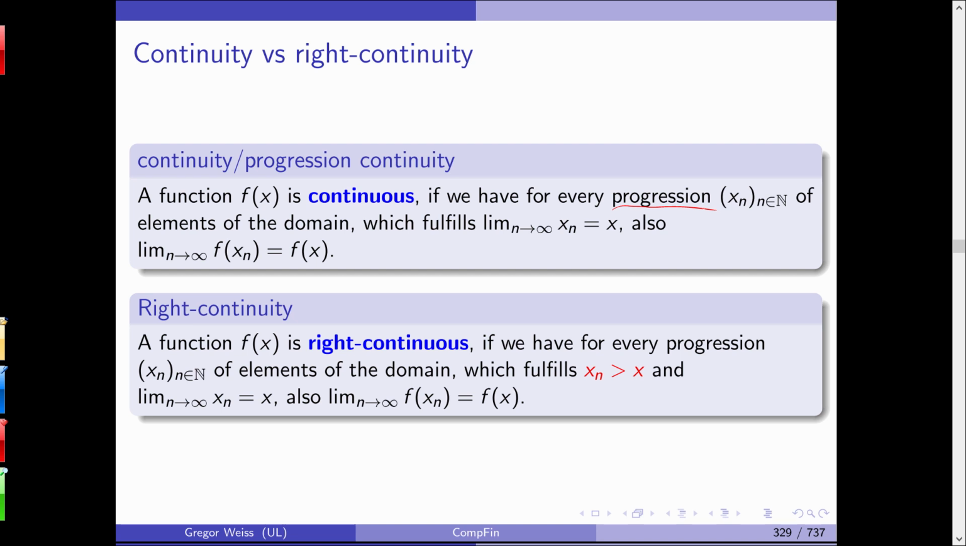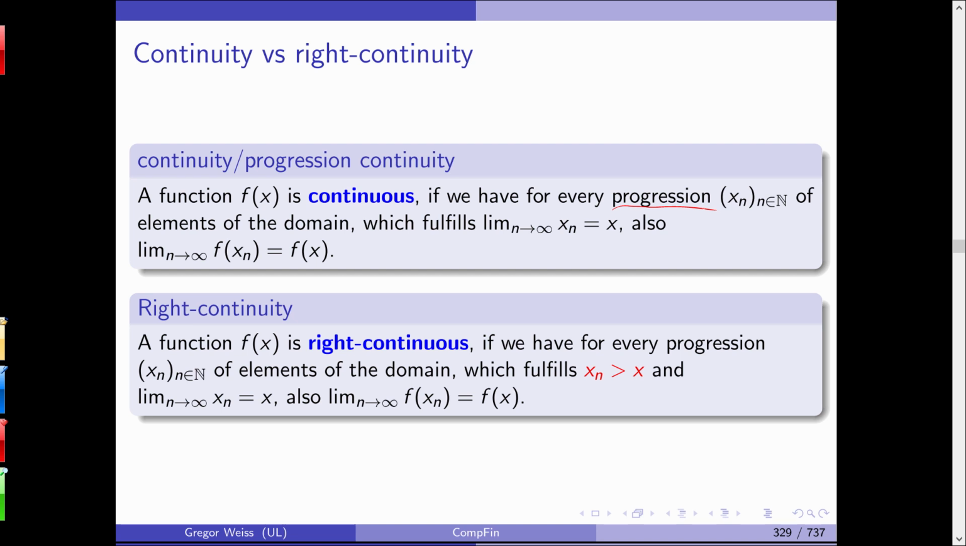Folgenstetigkeit, and below you see what right continuity means. So, right continuity: a function is right continuous if for every sequence xn of elements of the domain, so usually the real numbers, which fulfills xn larger than x and the limit of xn is x, then again the limit of the function values is f of x. So the difference is that we don't take any sequence, but sequences that come from the right. And we could also define left continuity with sequences that come from the left.